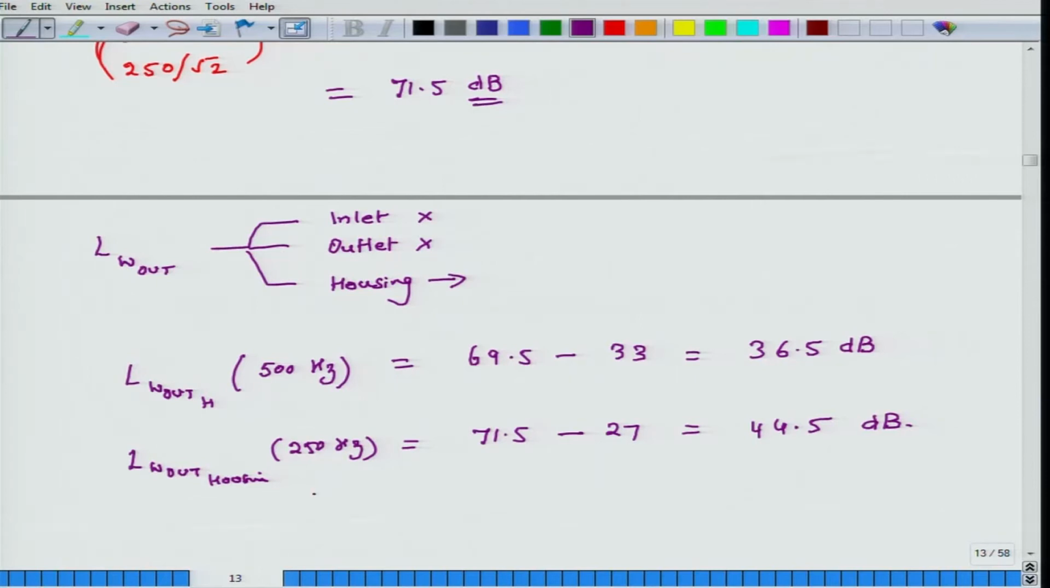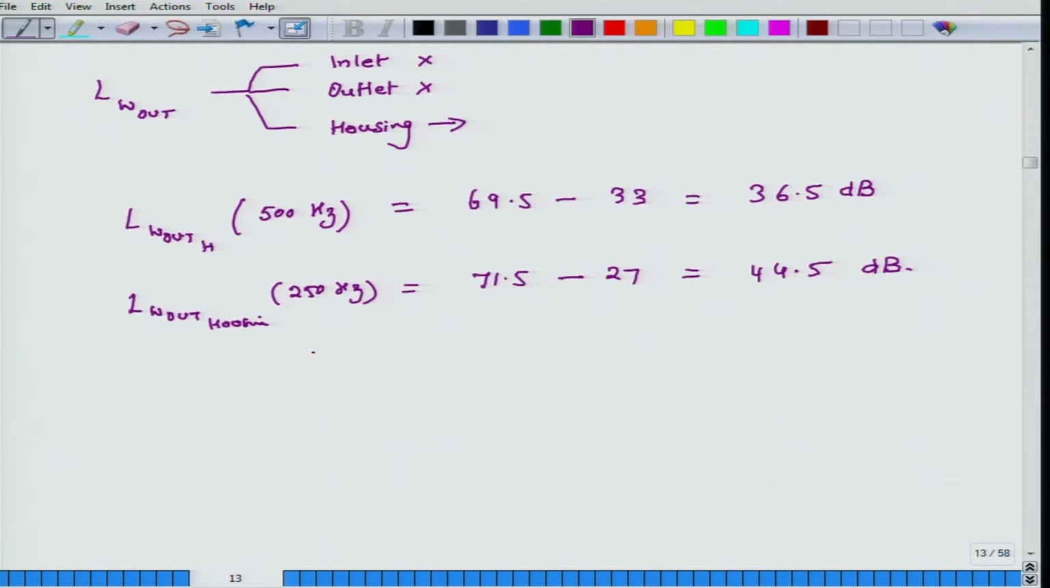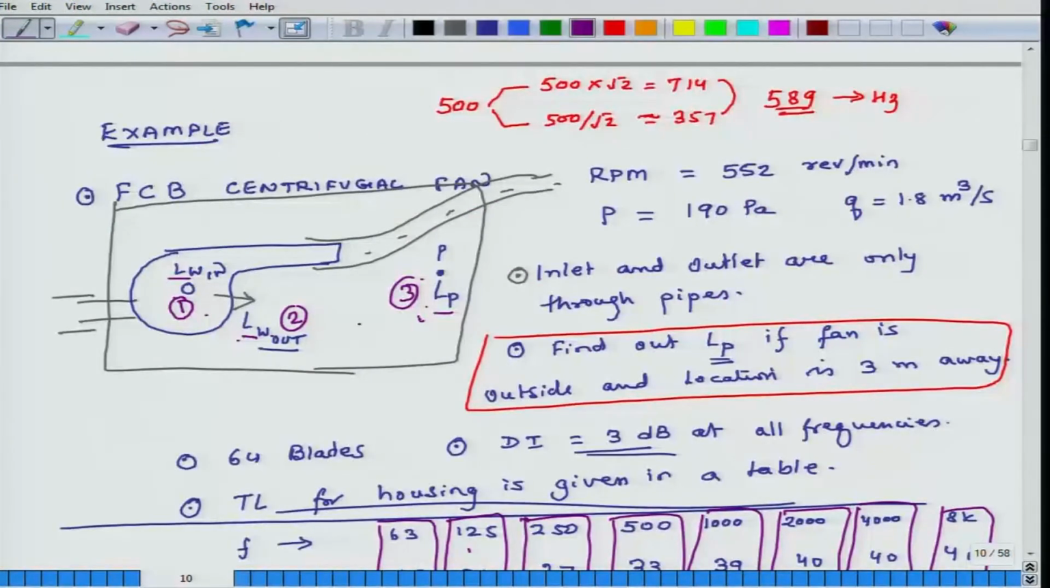Understood? Similarly, I have to compute for all other frequencies also. Okay. So, I have to compute for 63, 125, I have already computed 250, 500, then I have to compute for 1K, 2K, 4K, 8K and all this stuff. So, I have to compute LW housing for all these different frequencies. But what is our original goal? I have to find LP, and again the path of LP is 1, 2, 3. So, now I go to compute LP.